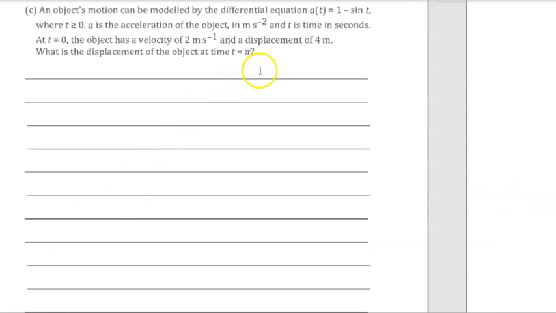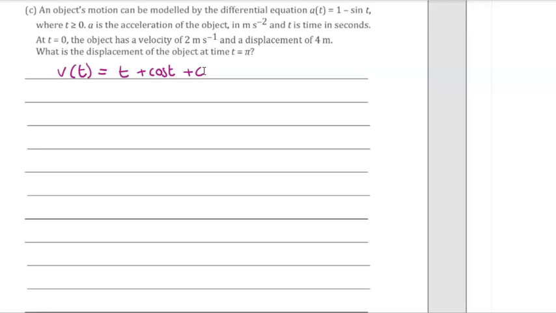For question C, we're on to kinematics. We've been given the equation for acceleration, and we need to get down to displacement. Okay, so we'll need to work through velocity first. So if we integrate acceleration, we get velocity. So the velocity will be this thing integrated. So if we integrate 1, we get t. If we integrate minus sine, we get plus cos. And then, of course, finish with a plus c.